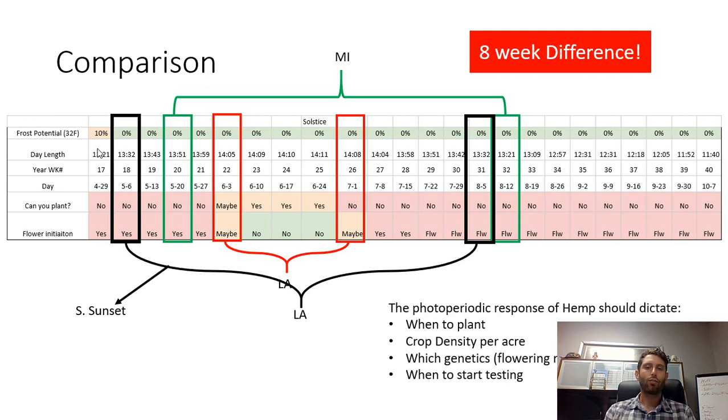This data dictates when to plant, crop density per acre, ultimately what genetics you should choose, and when ultimately to start testing, because this is when the plants will go into flower initiation. And so from here is when you should count down pretty much to harvest, and when you should start taking your first cannabinoid tests on week 1, 2, or 3 after flower initiation.